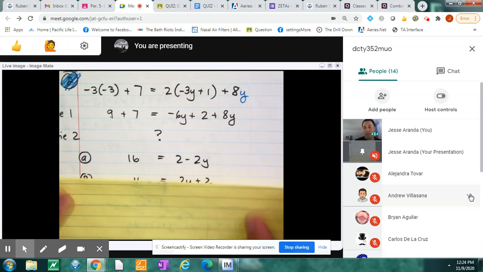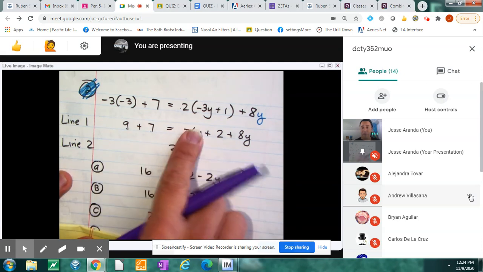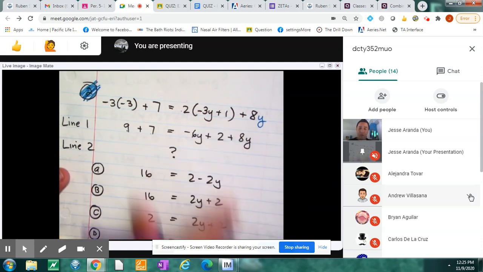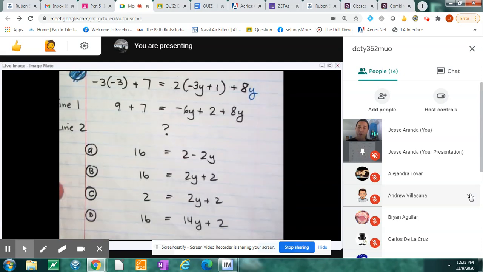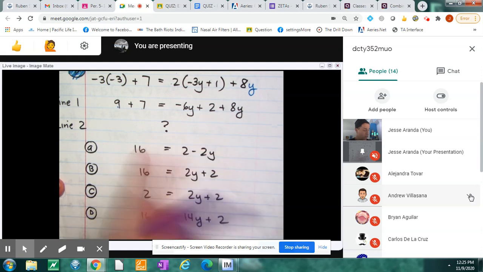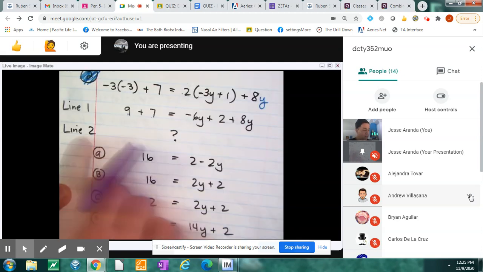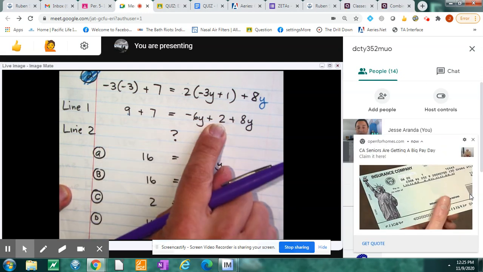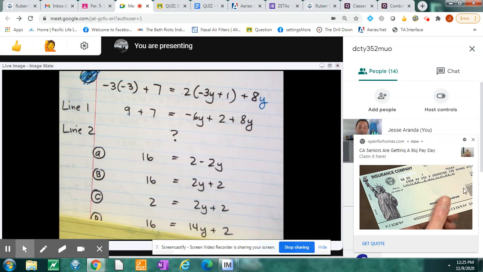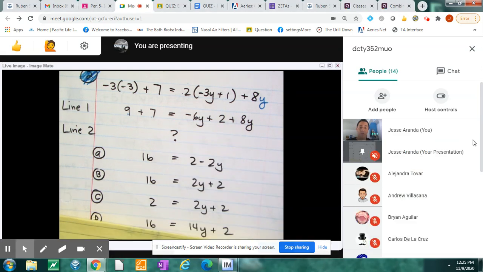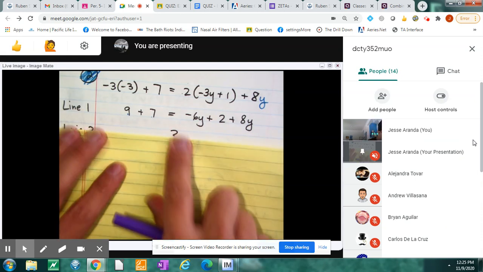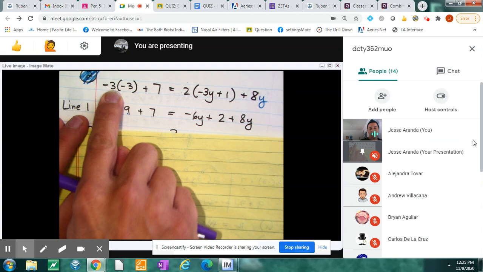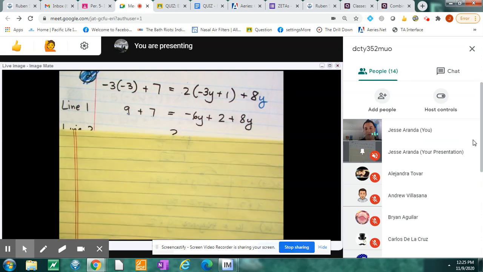All right. So the next one, it didn't say to solve. Some of you guys were solving for it, like going all the way down for y equals. But if you notice, it doesn't say anything. It just says line 2, question mark, which means find line 2. So obviously line 1 is correct. So you could start from line 1 if you want, or from the problem. Technically the problem is line 1. It doesn't matter.